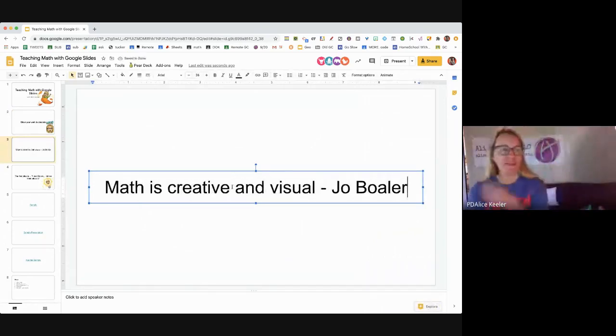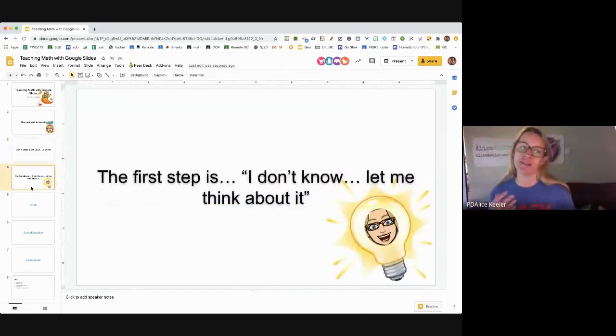So if math is creative and visual, then everyone doing the same problem the same way is just an old school approach, and it's stressful for kids and contributes to them hating school because they don't understand it. We just ask them to do it. And one of the things that I'm trying to get across to my students this year is the first step is, I don't know. Let me think about it.